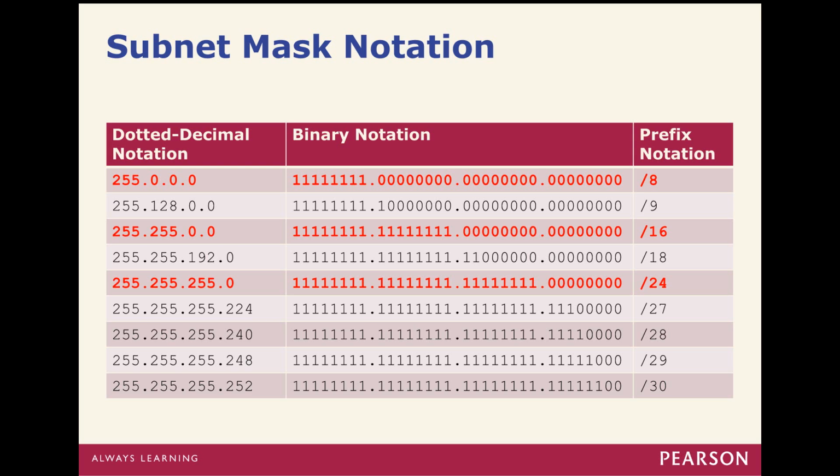So here we have our subnet mask notation. And you can see the prefix notations that go along with them here. The ones that are in red are going to be the classful ones. Prefix notation, slash notation, CIDR. But this number refers to the number of bits turned on in the subnet mask. That's always contiguous, one right after another, going from left to right.